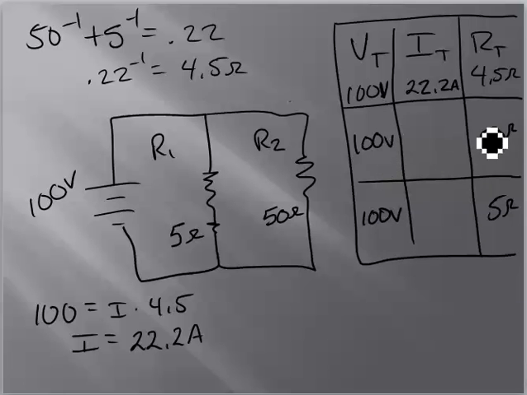V equals I times R. 100 divided by 50 gives me 2 amps, and 100 divided by 5 gives me 20 amps. And you can see that 2 plus the 20 gives me the 22.2 amps that we had up there. We're off by a little bit because I rounded the 4.5 ohms, which means this 22.2 is a rounded number as well.